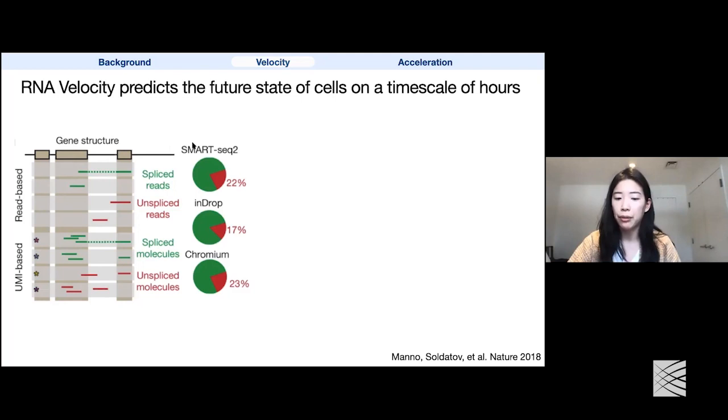The authors found, however, that between 17 and 23% of the reads, depending on which method you used, contained unspliced intronic regions, which is because they thought there were these secondary poly T priming sites in introns. And just in terms of definitions, they defined any spliced reads as reads that matched only exonic regions, and unspliced as reads that contained any portion of an intronic region.